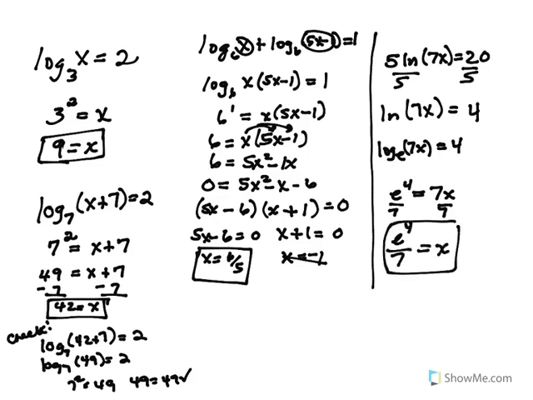That's my exact answer: e to the 4th divided by 7. I'm going to put that in my calculator. Remember, e is a function of its own, so you can press the e button directly on your calculator. And this final answer is going to be 7.80. And those are logarithmic equations.